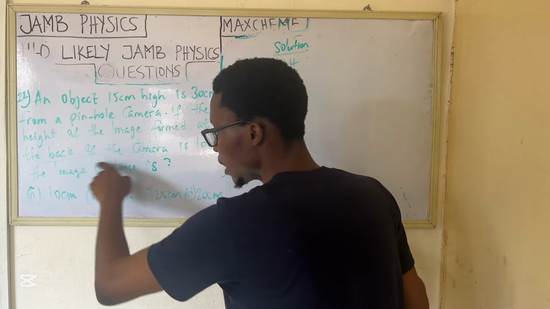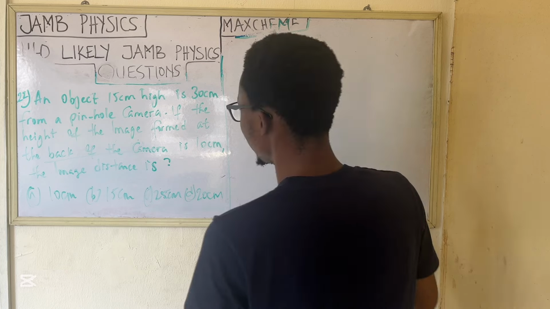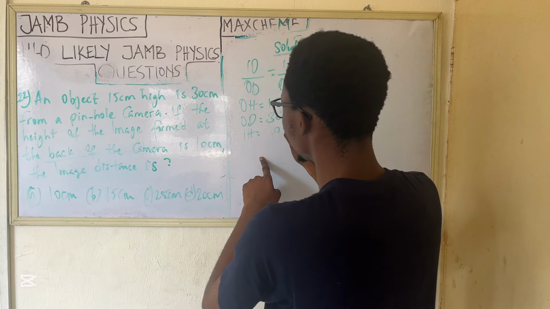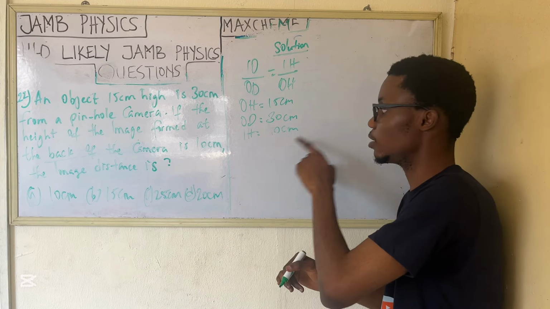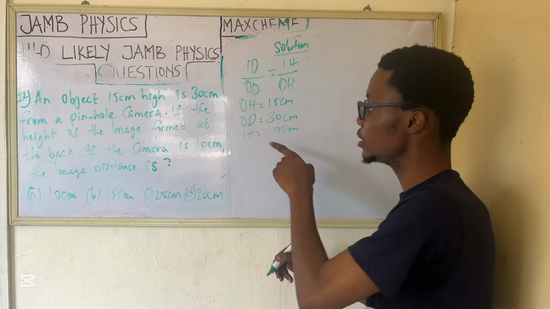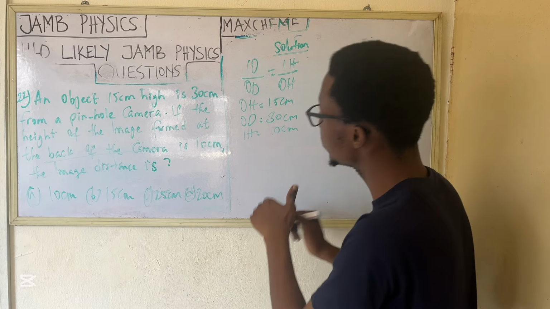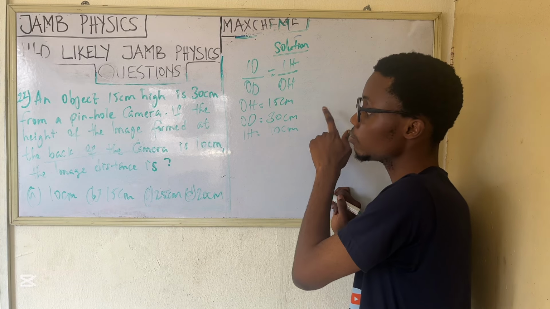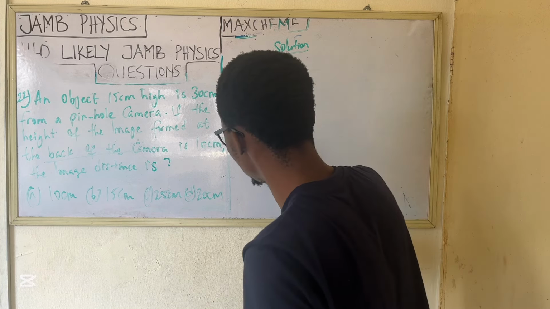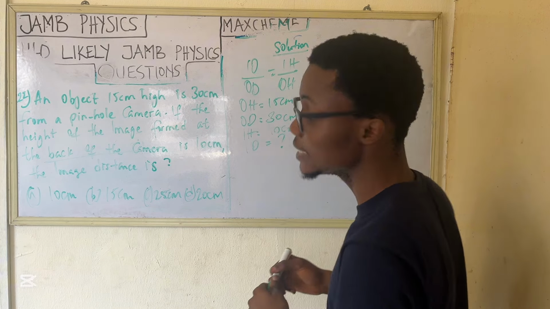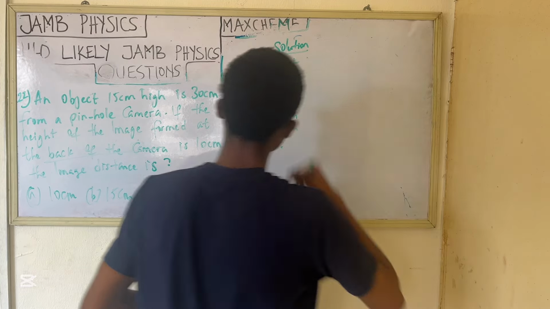So at the back of this camera, you know it is a virtual image. Now it is 10 centimeter. So the image height is 10 centimeter, the object height is 15 centimeter, and the object distance is 30 centimeter. From here, you are just left with your ID, which is the image distance. So if you want to calculate, use this formula.